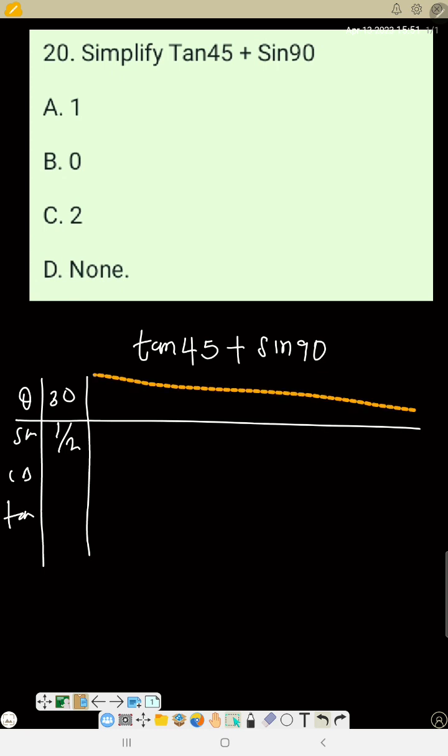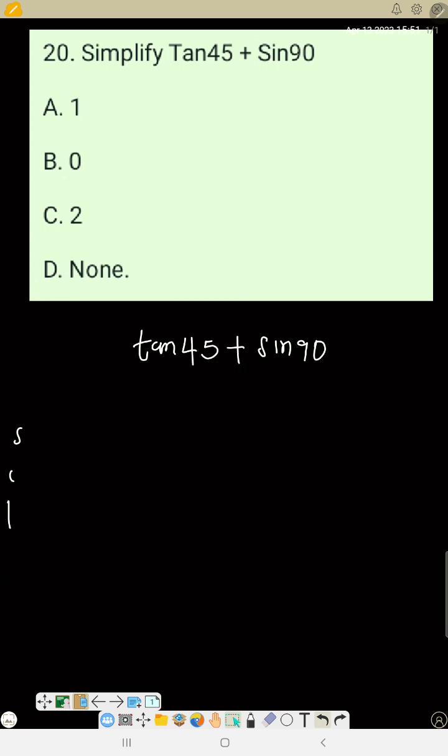If you have studied the table, because you won't have a calculator to press for the UTME, sine 45... tan 45 is 1, then plus sine 90 is also 1. You won't have a calculator to press, but you have to use the table. I have done the table in another video. Go and watch the video on trigonometry. So 1 plus 1 is 2. So the answer is 2.